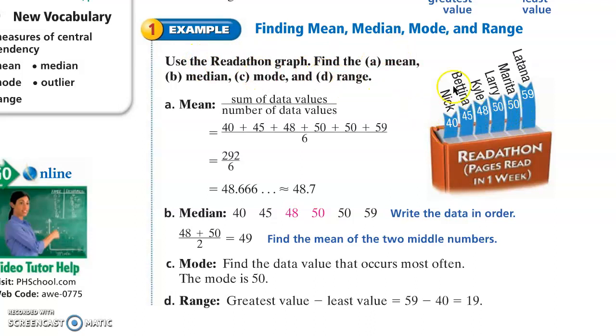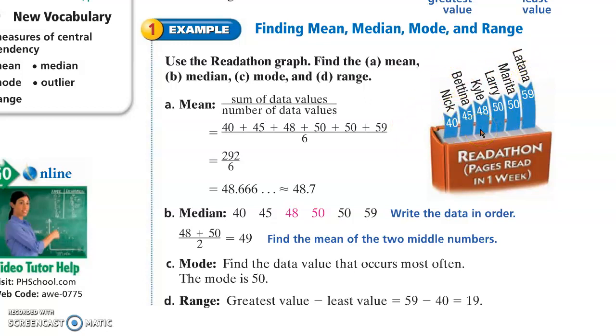So according to this, Nick read 40 pages in 1 week. Bettina, I don't know who names their daughter Bettina, 45, Kyle 48, Larry, Marita, and Latanya. They have these different amounts of pages they read in this 1 week. So probably the most useful thing to do is to line them up in order from smallest to biggest first, which is what they've done.